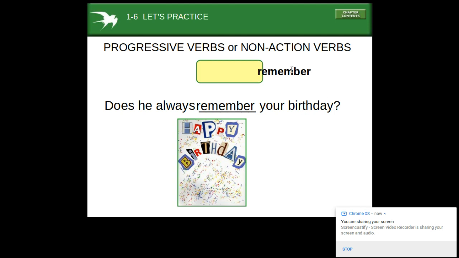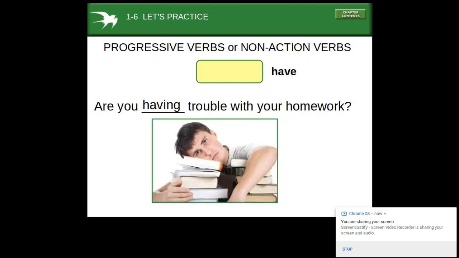Okay. A word like remember. So does he always remember your birthday? We're not going to say, I am remembering your birthday, or I am remembering my childhood. So that word remember is non-action. So we use the present simple, even if it's happening right now. Look at this one. Are you having trouble with your homework? Okay. This is not like owning something, right? It's definitely something that can be in the progressive, right? Right now, I'm having trouble with my homework. I don't always have trouble with my homework. Do you see the difference?